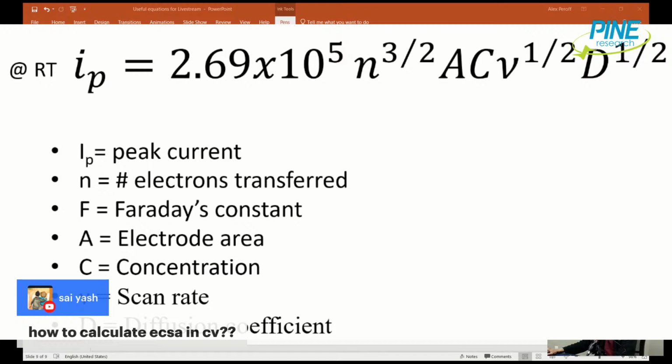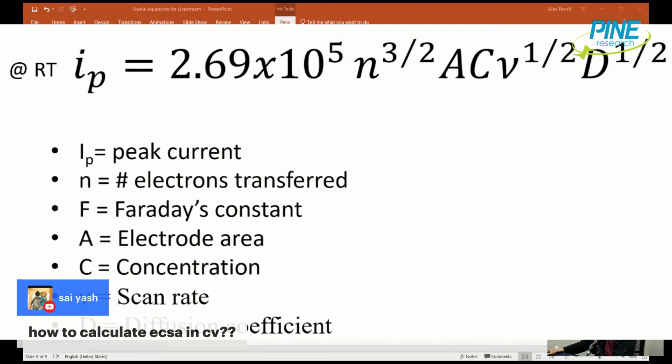So I wanted to show you the Randles-Sevcik equation. It's this guy right here. The Randles-Sevcik equation states that the peak current in your cyclic voltammogram from the forward sweep is equal to this big constant, 2.69 times 10 to the 5, times n to the 3/2, that's the number of electrons transferred, times the area of the electrode, that is what we're interested in solving, times the concentration, times the scan rate, nu to the 1/2, sometimes referred to as upsilon, but I think it's nu, and then times the diffusion coefficient raised to the 1/2 power.